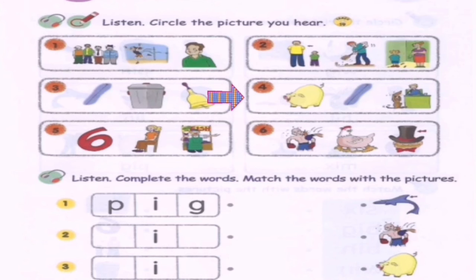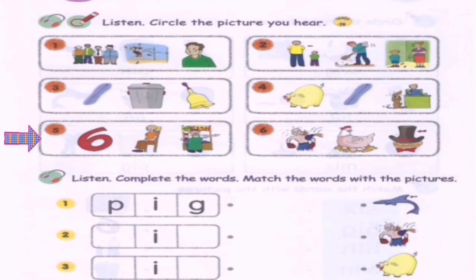Number four, the pictures are pig, pin, bag. Again, the pictures are pig, pin, bag. Kids, circle the pin.